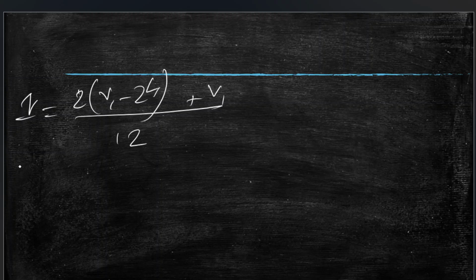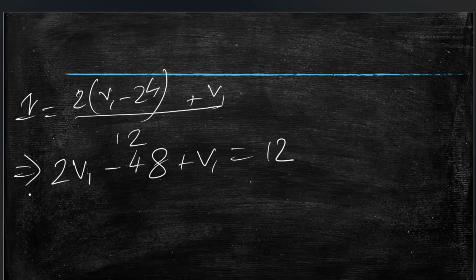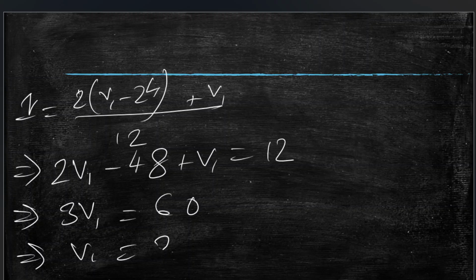Let's take 12 to the other side. So let's actually bring this to the left side and remove the bracket. So 2v1 minus 48 plus v1 is equal to 12. So we have 3v1 is equal to 12 plus 48. 12 plus 48, that's 60. So v1 is equal to 60 over 3, that's 20 volts. So that's our answer for v1.